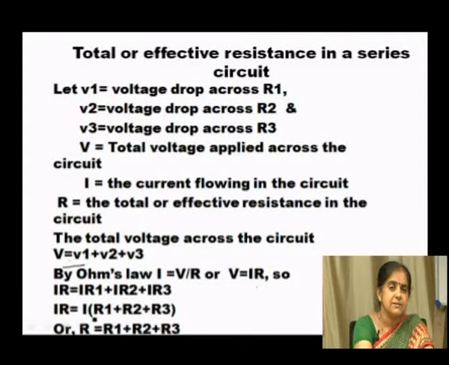This is the effective resistance where only 3 resistances are connected. If there are n number of resistances, the same can be expanded to n number of resistors also. Therefore, the effective resistance in a circuit which consists of n number of resistances is given by R is equal to R1 plus R2 plus R3 up to Rn. So, the effective resistance is given by the arithmetic sum of all the resistances which are connected in the circuit.